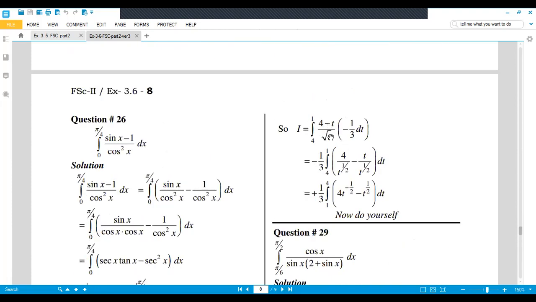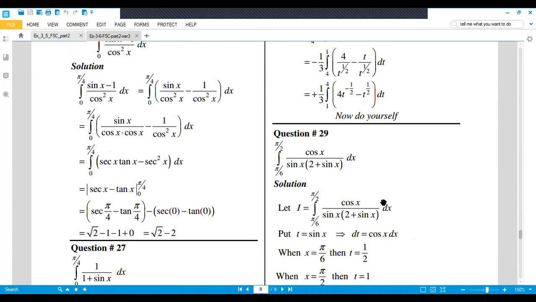When the original value is in place, you put the substitution, so you get this, and now you integrate it. Number 29 is the integral of cos x divided by sin x times (2 plus sin x) dx.